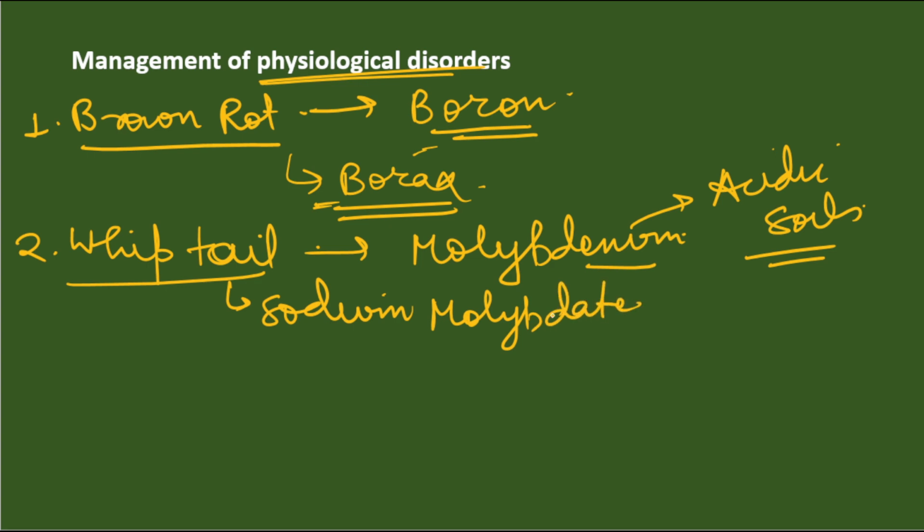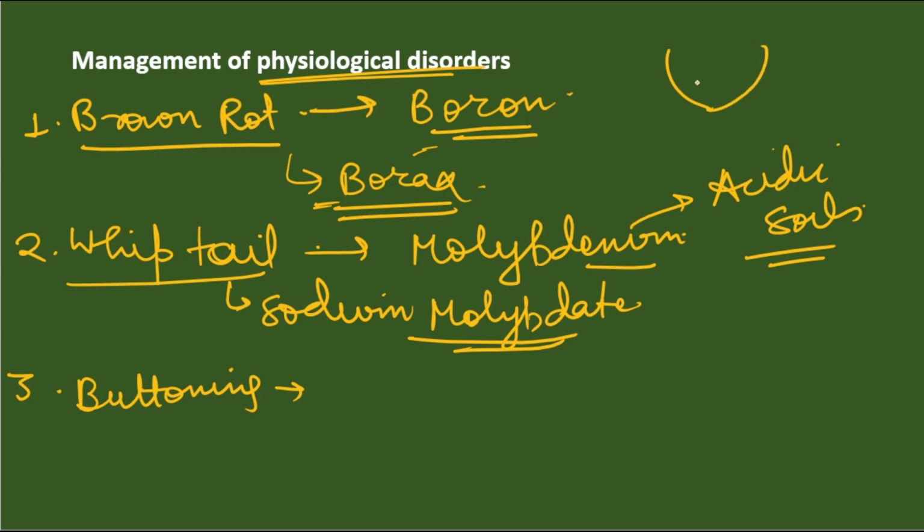Sodium molybdate to manage the molybdenum deficiency. The third physiological disorder is buttoning. This means that we have the curds. What is curd? What we eat of cauliflower, these are the leaves, and this is the portion which is known as curd.